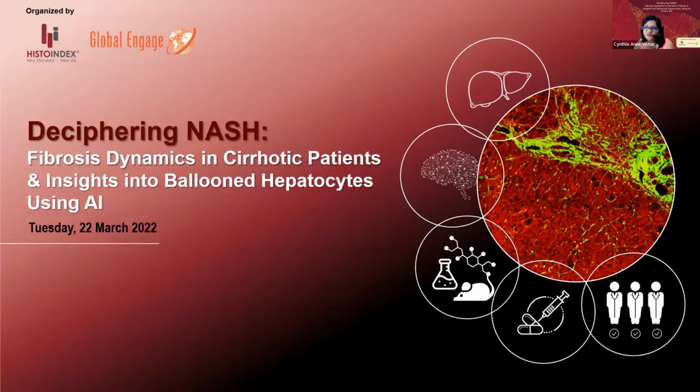We have for you presentations featuring artificial intelligence data on septa, nodules, fibrosis, and ballooning. These data have demonstrated the stain-free AI digital pathology platform by HistoIndex as a reproducible tool in improving drug efficacy readouts in NASH clinical trials.